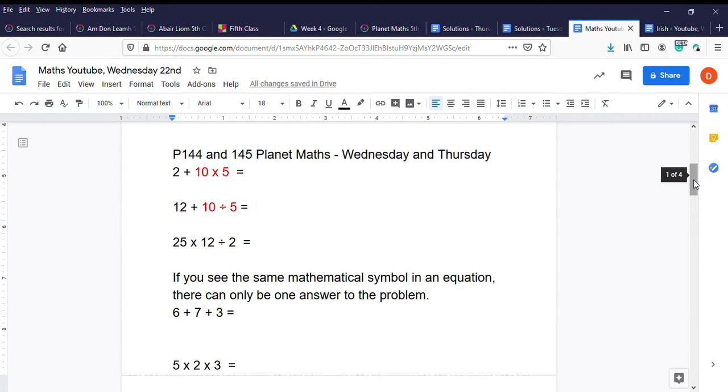Let's get down to the focus for today's and tomorrow's maths, which is page 144 and 145 in Planet Maths. You will encounter questions that look like this, in which you have two or more mathematical symbols. So as you can see here, we have 2 plus 10 multiplied by 5. You might look at that and think, well, how can you solve that? Do you multiply first or do you add first? There's a very simple formula that you can follow.